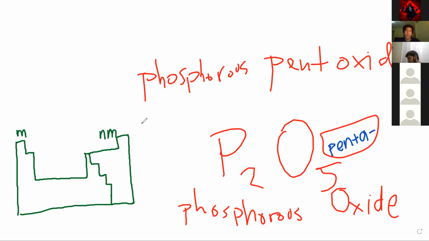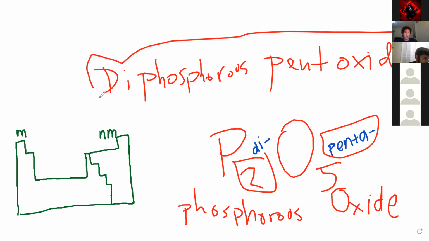Remember, also for most bonds, you never change the ending of the first one. It just stays the same. So we do have to change the prefix. So we have 2. So you said di, right? Because that means 2 in the Greek. Yes. So this would be called diphosphorus pentoxide. All right, so that would be the correct naming for this.